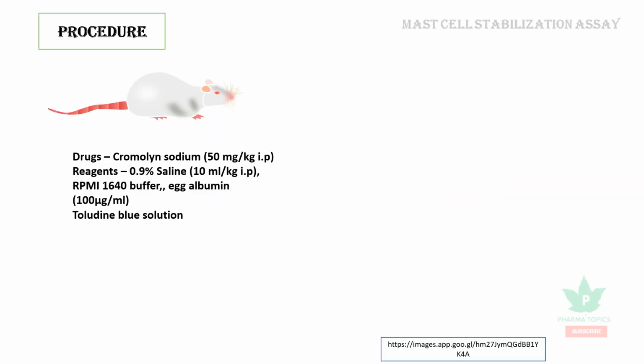So let us see the procedure for mast cell stabilization assay. The drugs needed are cromolyn sodium 50 mg per kg IP, which has to be injected to the rats. Reagents such as 0.9% saline 10 ml per kg IP, a buffer, egg albumin, and toluidine blue solution to dye the cells, so it could be visualized. So the procedure involves two groups.